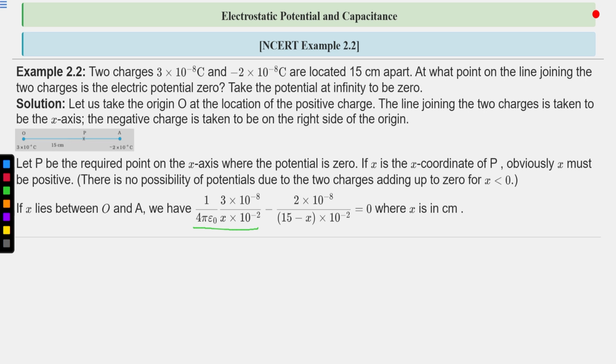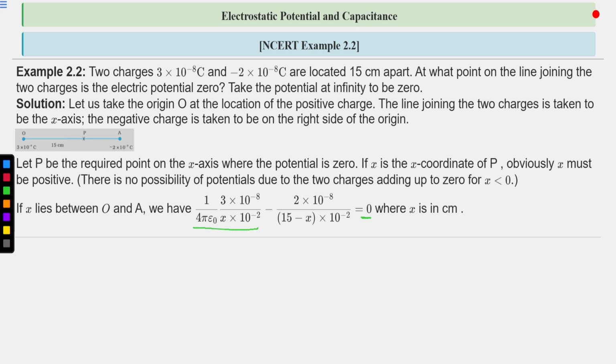1 by 4 pi epsilon naught, this is the positive charge, upon what is the distance of this positive charge from P? x into 10 to the power minus 2. Minus 2 into 10 to the power minus 8, this minus is due to this negative charge. We are adding the potentials due to these both charges and equating with 0.